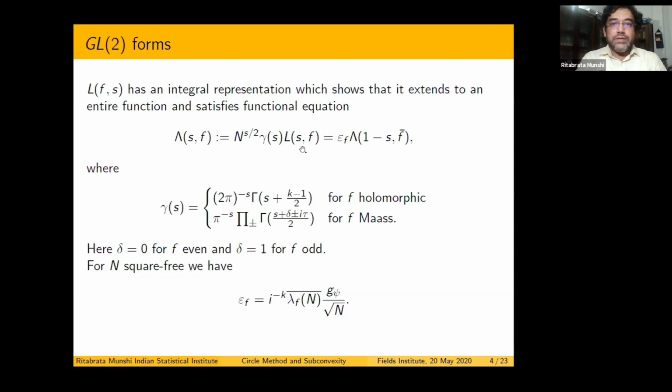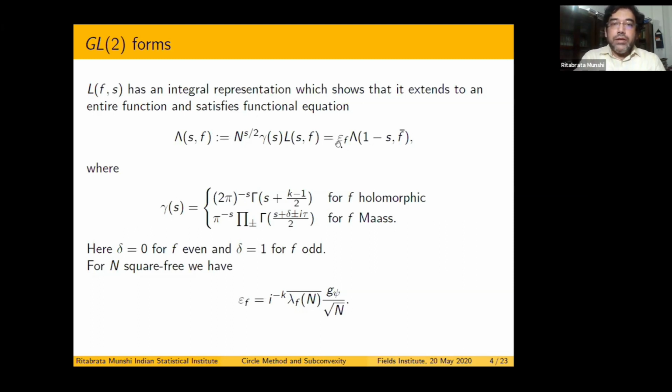So if you multiply L(s, f) with a suitable gamma factor, which looks like this when f is holomorphic and k is the weight of the form f, or if f is Maass, then the gamma factor looks like this, where δ over here is 0 or 1 depending on whether the Maass form you're looking at is an even or odd Maass form. Then you complete the L-function by multiplying by the suitable gamma factor, and here N is the level of the form, and you multiply by N to the power s/2. Then the value of this completed L-function at s is related to the value of the dual form f bar at 1 minus s.